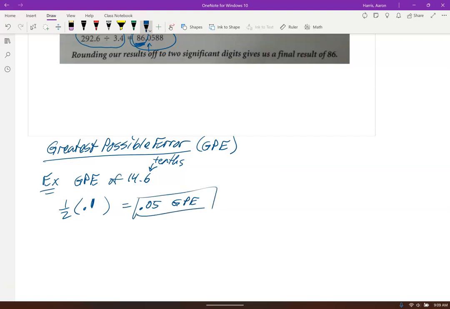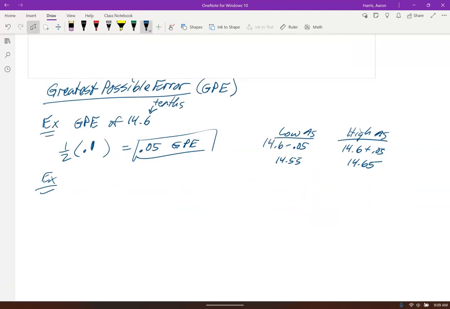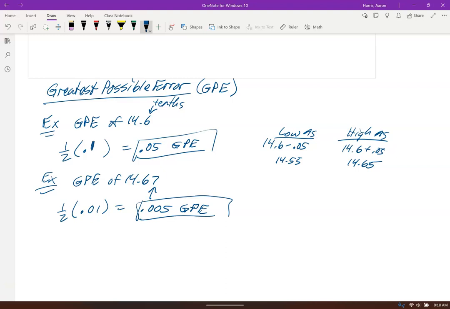So it could be as small as 14.55, as low as, I could be off, or it could be as high as 14.65. That's what we're saying. Let's do another one. Let's say we have greatest possible error of 14.67. This one now goes to the hundredths position. So I'm going to take half of 1/100th. I get 0.005. That's my greatest possible error on this. So this could be 14.665 or 14.675. It could be as high as that.